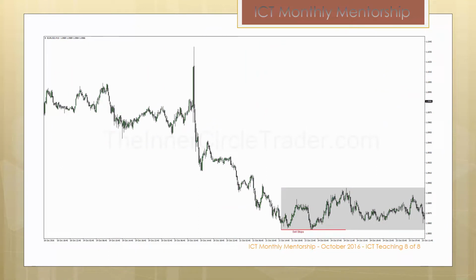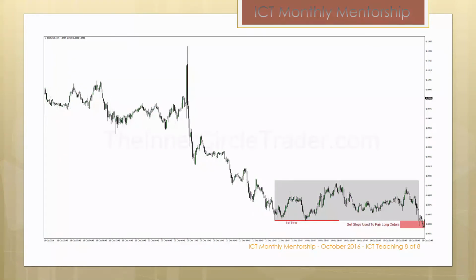Now, from a market maker's perspective, we look below the marketplace when we have lows in the form of sell stops. Now I'm going to focus primarily on a buying environment, okay, focusing on when the market is underlyingly bullish. Everything that I show you here would just be reversed for when the market's bearish, okay, just to save time. When the market breaks below the consolidation, those sell stops are used to pair long orders.